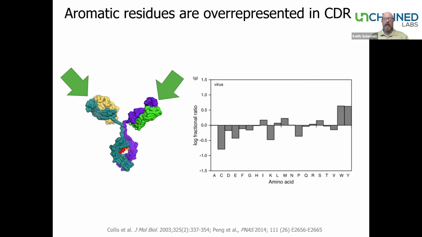Now, this is an image on the right from a paper by Collis et al. that looked at an antibody that recognized virus, and they found that it had an overrepresentation of tryptophans and tyrosines. But they also looked at antibodies that recognize carbohydrate, lipid, hapten, and protein, and all of them were the same. There's an overrepresentation of tryptophans and tyrosines in the CDR of antibodies.